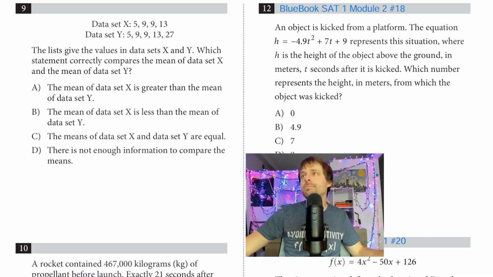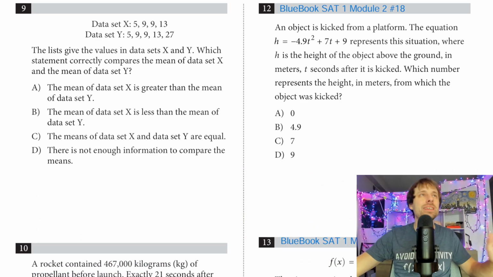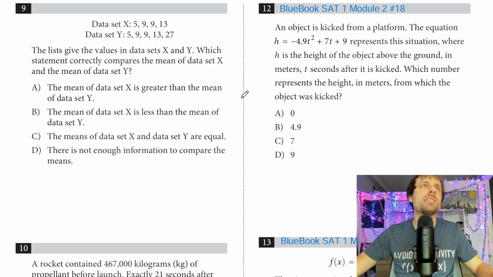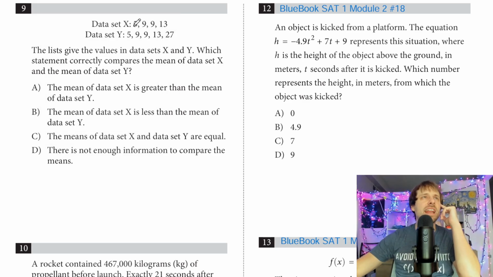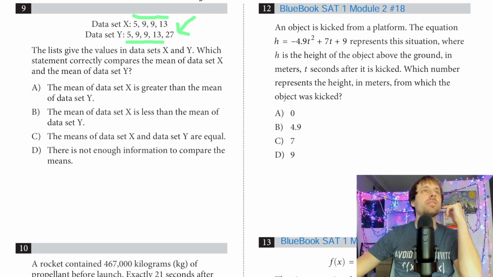Or number 9. And it looks like it might be like a mean, median type of problem. Let's see. We have data set X and data set Y. So I do notice that these have the same first 4 points. And then this one has just a 27 added on. Which statement correctly compares the mean of data set X and the data set Y?